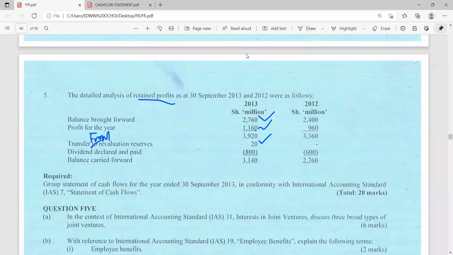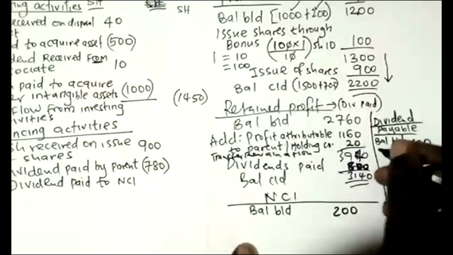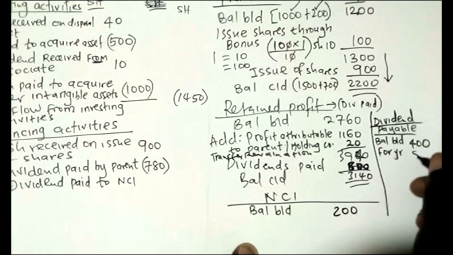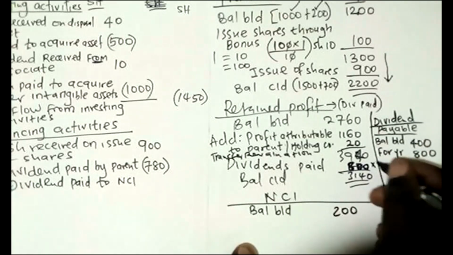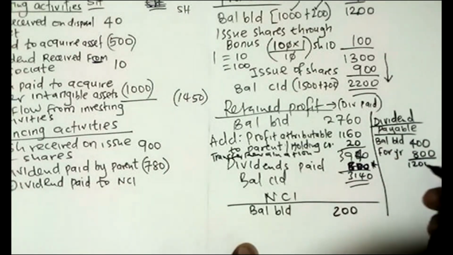So if I check under current liabilities, there's this dividends payable, 400 at the start. So which means that the dividends they were supposed to pay is 400 plus this 800 for the year. So that one is supposed to be 1200.